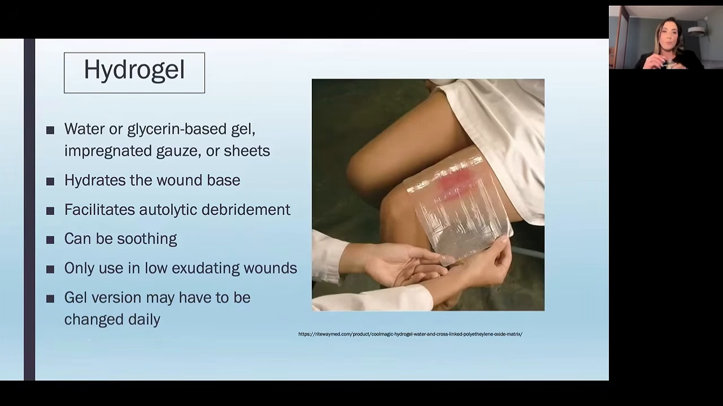So when we talk about a hydrogel, we're talking about a water or glycerin-based gel, and it's often in an impregnated gauze or sheets. And so what you're seeing on the right-hand side here is simply a hydrogel sheet. This can be good for more superficial wounds, but it hydrates the wound base. So it's adding moisture to the wound base. This really helps facilitate autolytic debridement. So that's using your body's own natural resources to remove non-viable tissue.